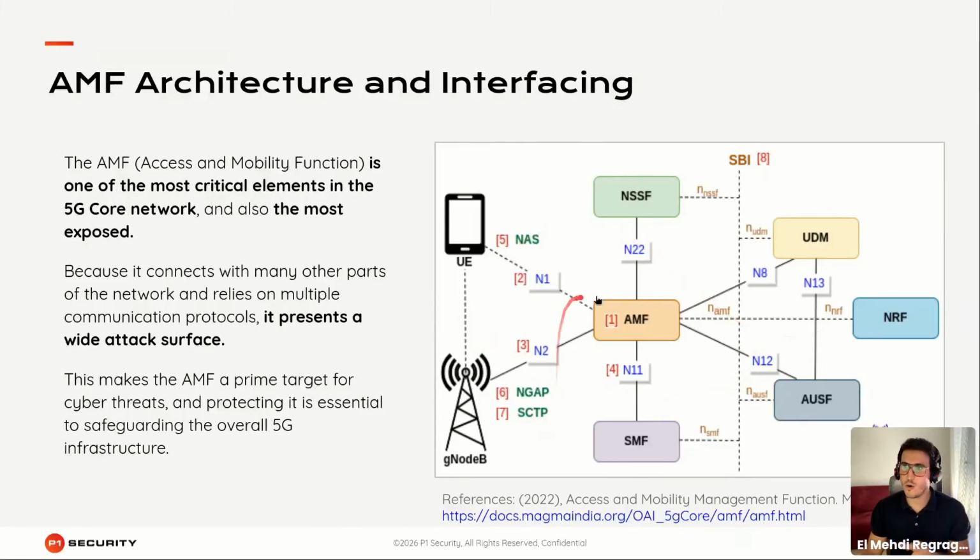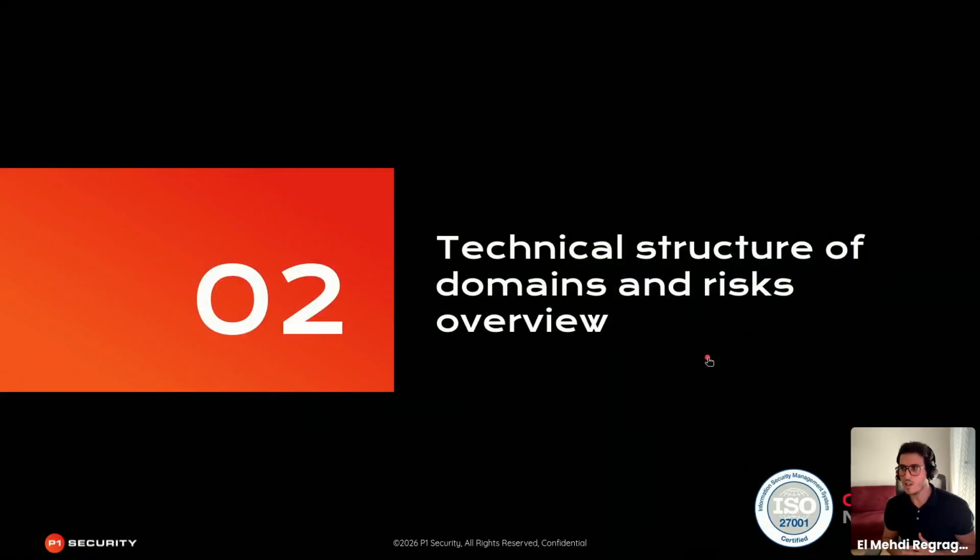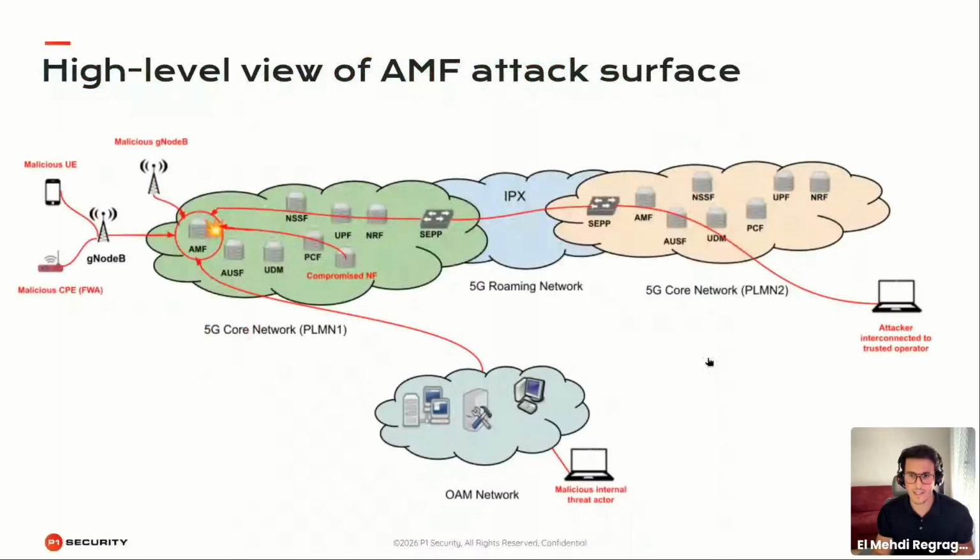So by checking all these interfaces, we can consider that each interface could potentially constitute an attack surface, from the UE perspective, from the gNB perspective, and also from within the core network. But the attack surface is a little bit larger than that, because it's not fully represented by this diagram. So now let's have a look at the different attack surfaces and risks related to this network function.